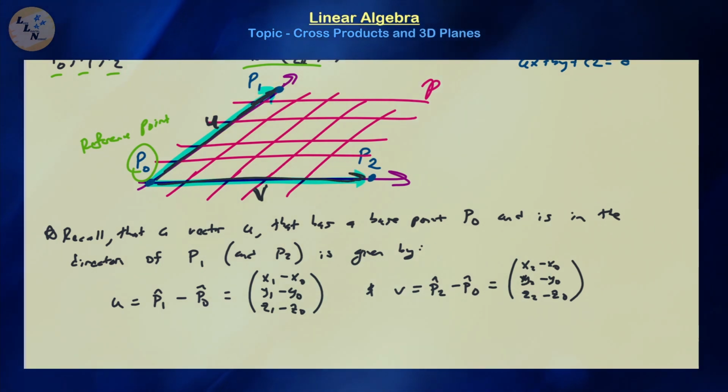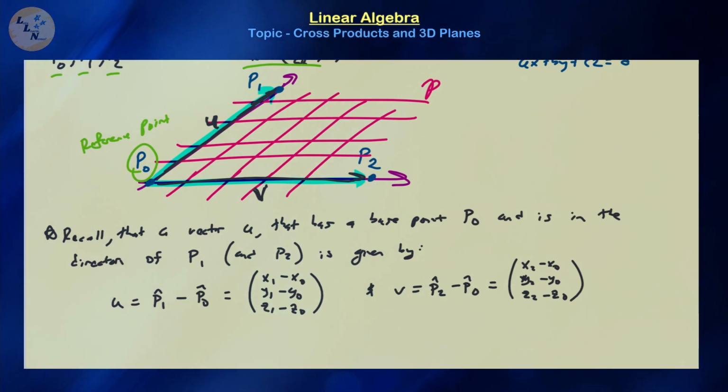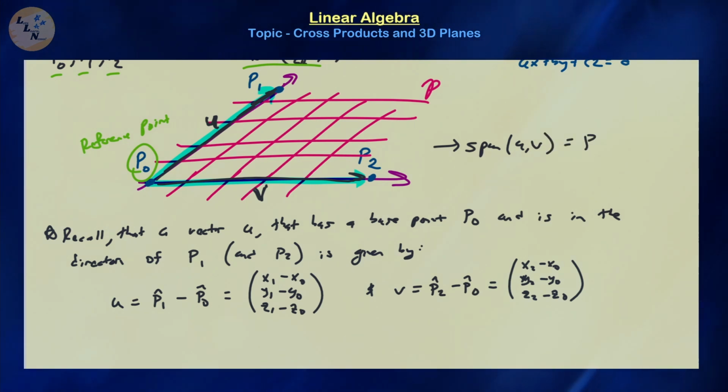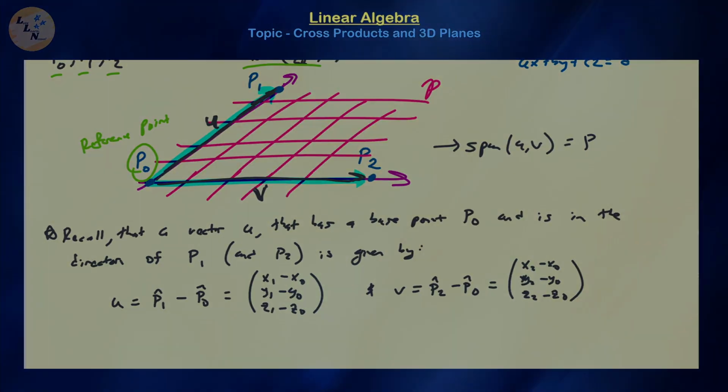So if P0, P1, and P2 do belong to this plane, that means the vectors u and v also lie within this plane as well. In particular, one should be able to show that if P0, P1, and P2 do not all lie on the same exact line, these vectors u and v will be independent vectors, and the span of u and v actually is this plane P, which is very, very important to understand.